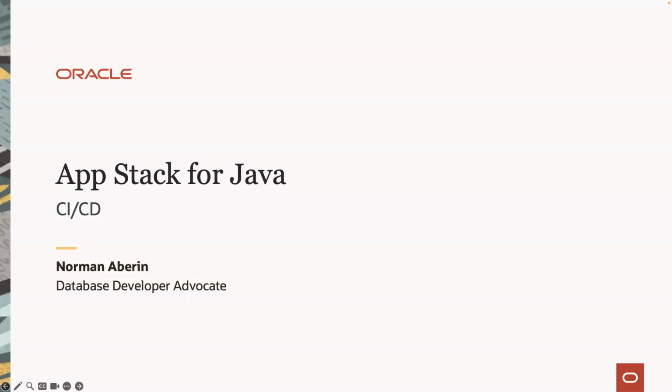Welcome everyone. This is a short series on the app stack for Java, which is built to help rapidly deploy a Java application into the cloud. This is the final video in the series in which we'll go over the CI/CD component. We will also observe the provisioned resources such as the APM service, the container instance, and the DevOps project.